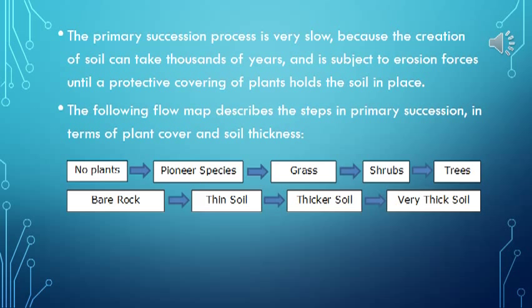The primary succession process is very slow because the creation of soil can take thousands of years and is subject to erosion forces until a protective covering of plants holds the soil in place. The following flow map describes the steps in primary succession in terms of plant cover and soil thickness. In the first diagram, no plants lead to pioneer species, and then to grass, and then shrubs, and finally trees. The soil thickness begins with no soil, bare rock, and then proceeds to thin soil, thicker soil, and finally very thick soil capable of supporting trees.